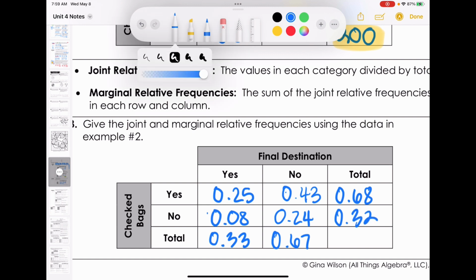And then, like before, you can either add those two boxes together or these two boxes together. And when you're doing a relative frequency two-way table, you should always get 1 in that box. Okay? All right, let's look at page 17.